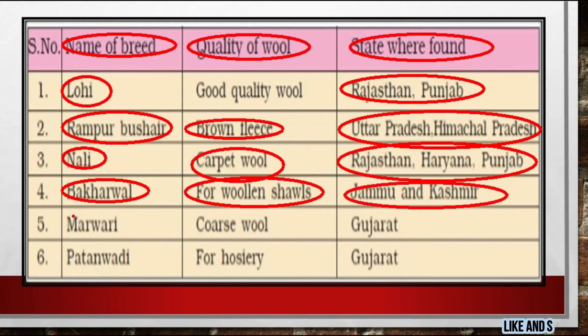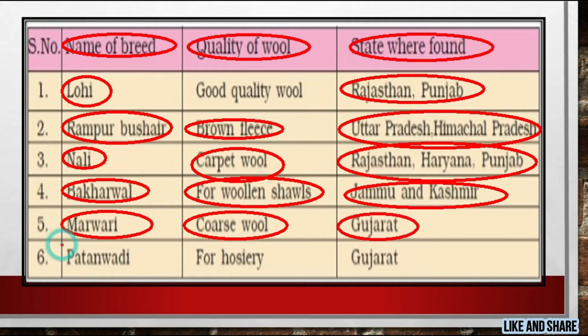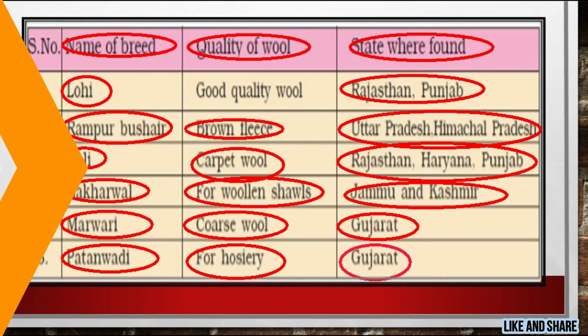The next one is Marwadi. Students, the speciality of this breed of sheep is that its hair is very coarse, and that's why it is reared for coarse wool, and it is basically found in Gujarat. The next one is Patanwadi. Students, this Patanwadi breed of sheep is basically reared for hosiery purposes, meaning wool purposes, and this breed of sheep is found in Gujarat.